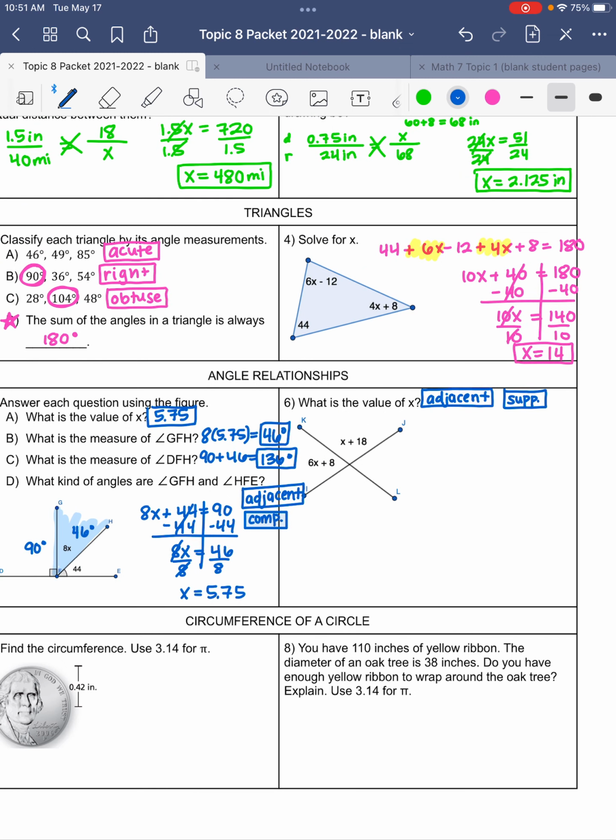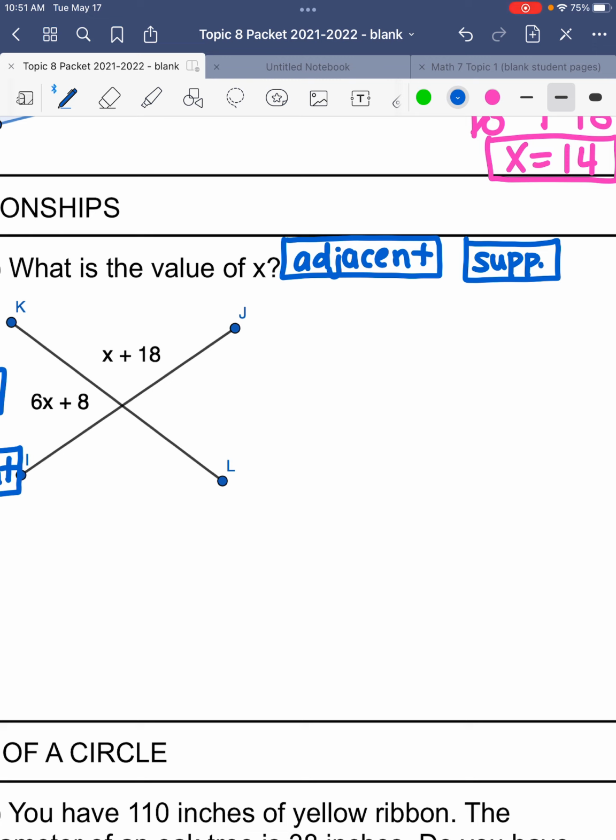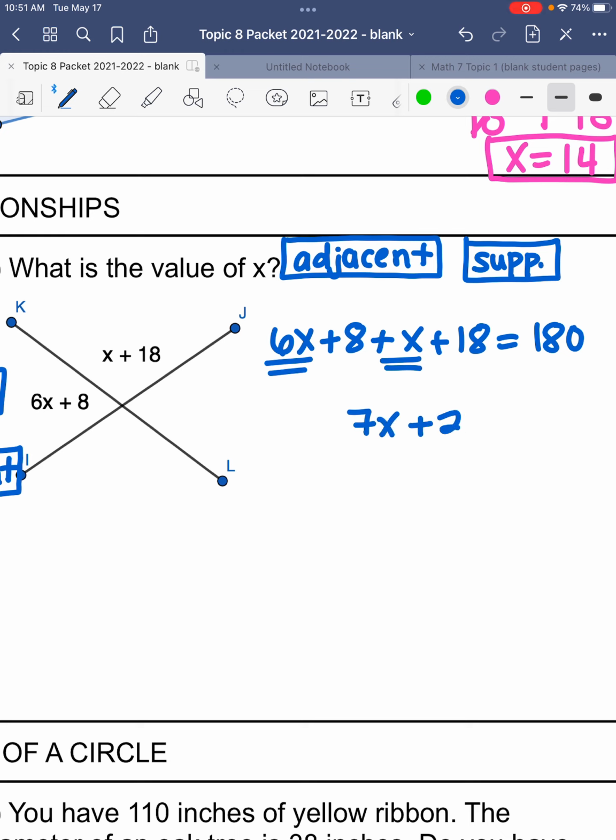That helps me set up my equation. So because they're supplementary, I know they add up to 180 degrees. So we have 6x plus 8 plus x plus 18 equals 180. Now I'm just going to combine like terms. So 6x plus x is 7x, and 8 plus 18 is 26. And I still set that equal to 180.